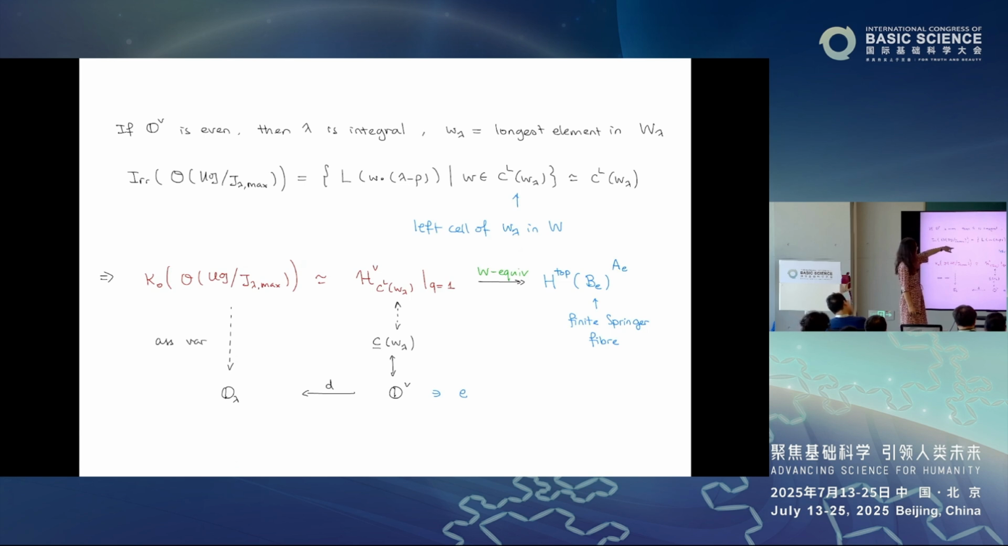So irreducible objects in the category O of g are highest weight modules, and then if you fix the central character, they're in the W dot orbit of some weight. So here the weight in question is lambda minus rho. And then you show that it is annihilated by this primitive ideal if and only if it belongs to the left cell of this W lambda in the finite Weyl group. So this set is in bijection with the left cell.